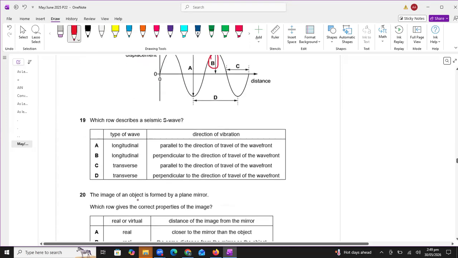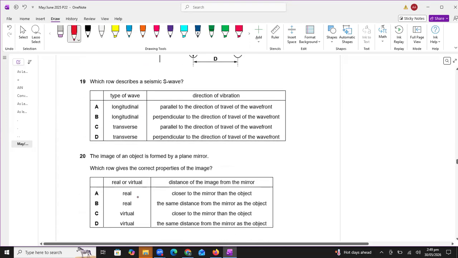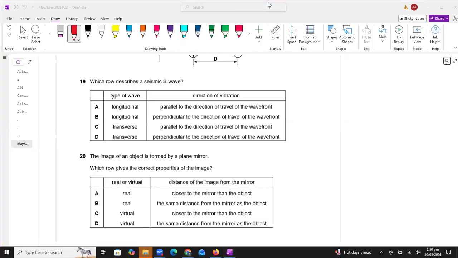All right. Now let's move towards the next question. Question number 19. Which row describes a seismic S wave? First of all, tell me, students, are S waves transverse waves or longitudinal waves? S waves are also called secondary waves, and these waves are transverse waves. So the answer can be C or D. Transverse waves are those waves in which the vibration of particles and the direction of propagation of the wave are perpendicular to each other.